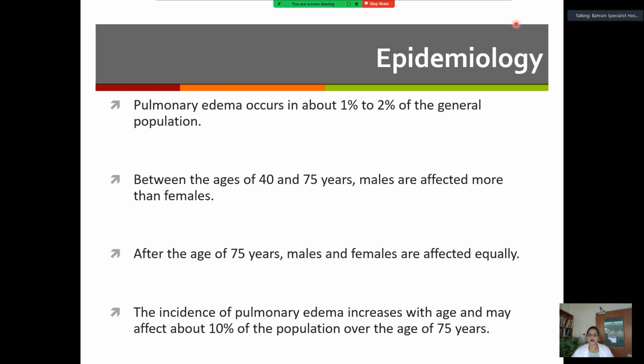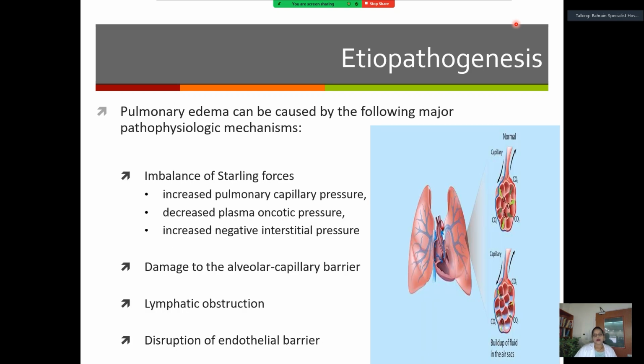Pulmonary edema occurs in about 1% to 2% of the general population. Between the ages of 40 and 75 years, males are more commonly affected than females. After the age of 75 years, males and females are affected equally. The incidence of pulmonary edema increases with age and may affect about 10% of the population over the age of 75 years. Coming to the etiopathogenesis, pulmonary edema can be caused by the following major pathophysiological mechanisms.